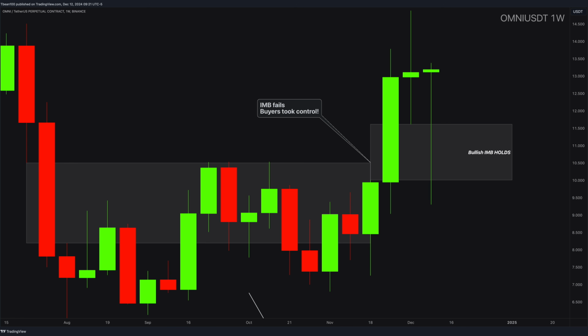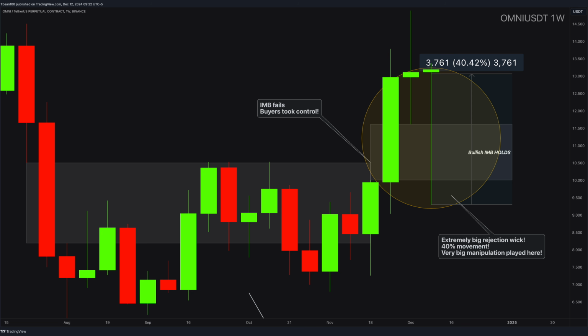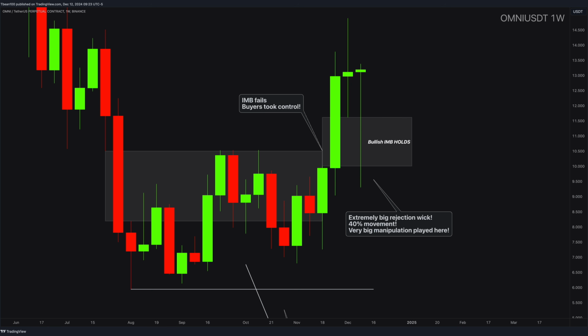When we take a closer look at the price, there is very exciting price action here. An extremely large wick pierces the imbalance, but the imbalance holds really well here. It is just like a tennis ball, but this rejection wick is just insane. It is a 40% rejection. All I can say is that there was an insane manipulation here. Big whales manipulated the price and liquidated so many people here.